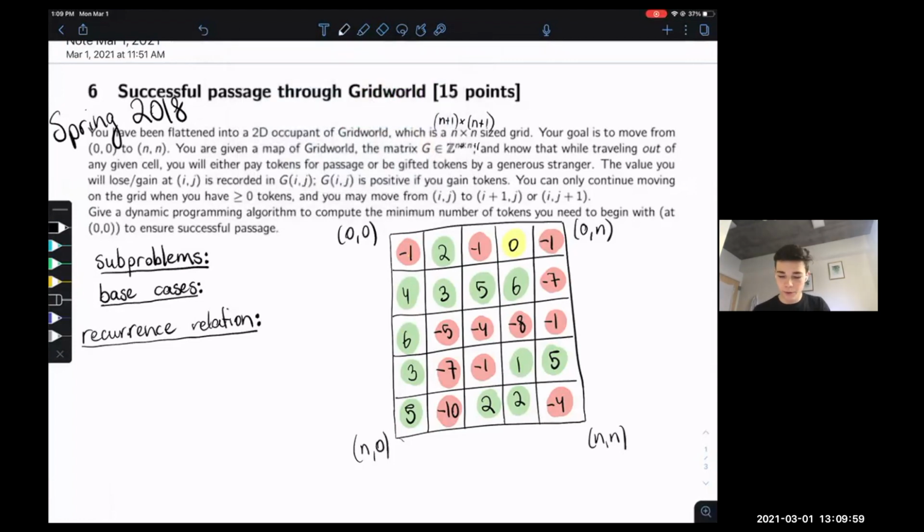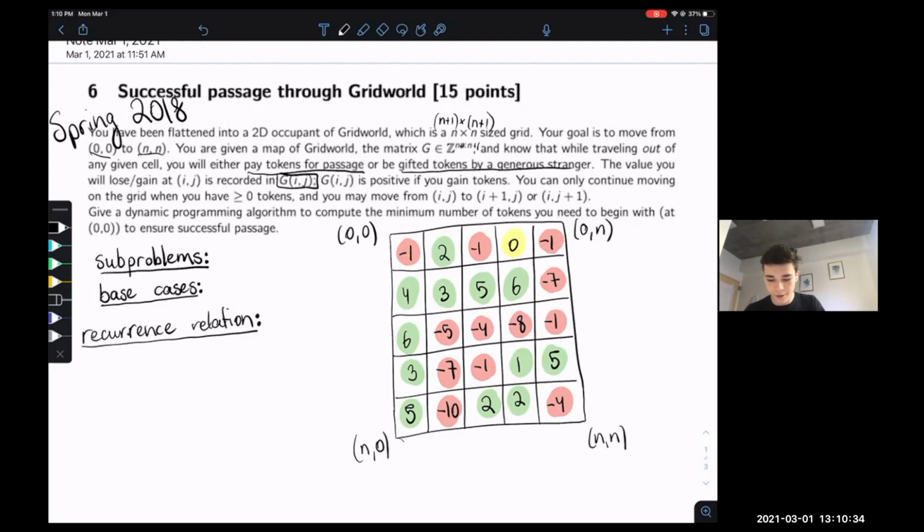We have a 2D grid world, which is an n+1 by n+1 grid, and your goal is to move from 0,0 to n,n. You're given a matrix G, and you know that while traveling out of any given cell, you'll either pay tokens for passage or be gifted tokens. The value that you'll either lose or gain is in this matrix G[i][j]. G[i][j] will be positive if you gain tokens and negative if you have to pay tokens to move out.